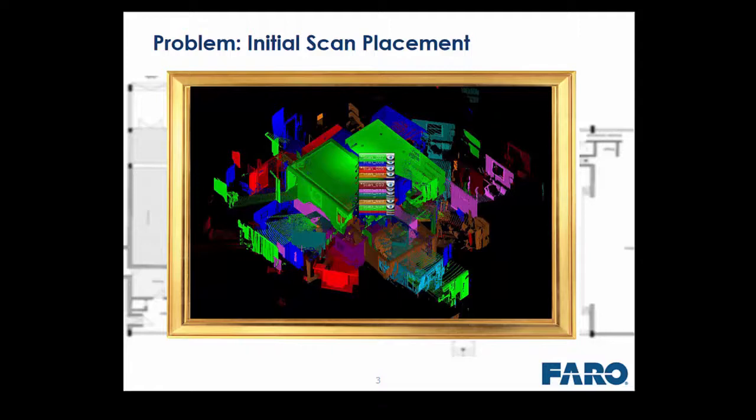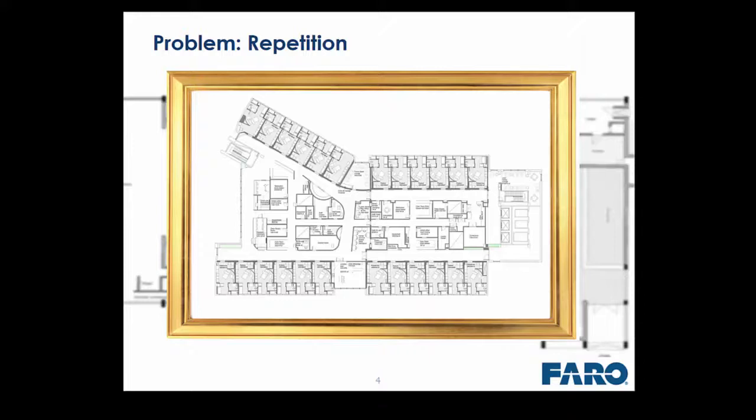FARO's previous solution to initial scan placement was top view registration, one of the many steps in a technical workflow which we aim to improve. Another challenge for automatic registration is symmetrical or repetitive architecture. This issue is compounded by the lack of initial scan placement. As you can see from the floor plan here, all the exterior rooms are identical. Without initial scan placement information, the failure rate for automatic registration of a point cloud for this floor plan is near 100%.